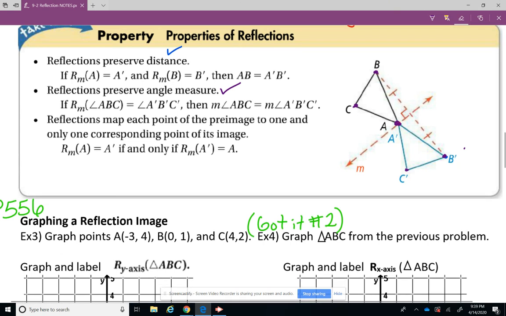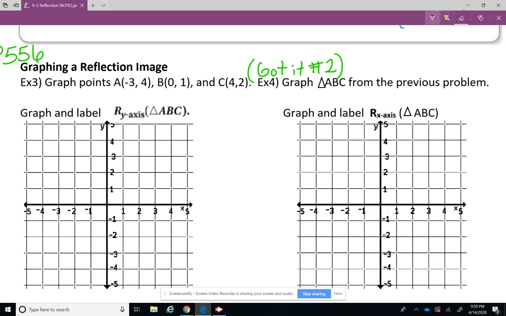All right, let's go down to graphing a reflection image. This is going to be on the next page, page 556. All right, graph the points A, B, and C. Okay, let's start by doing that. A is -3, 4. B is 0, 1. And C is 4, 2. That's C. All right, so graph these points, and now let's connect them.